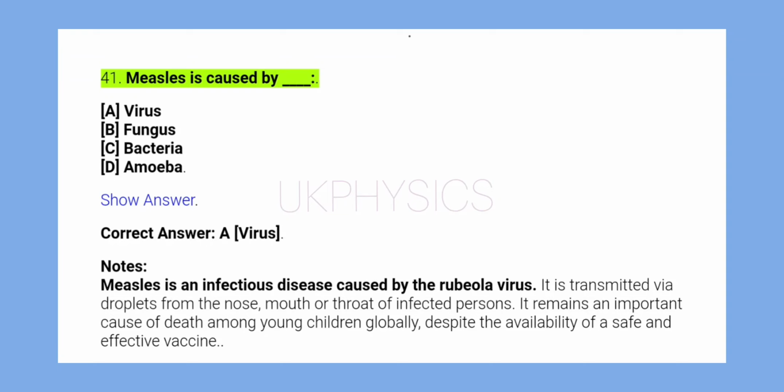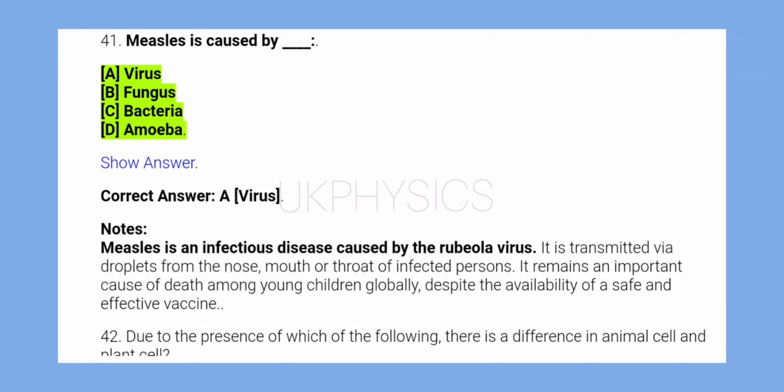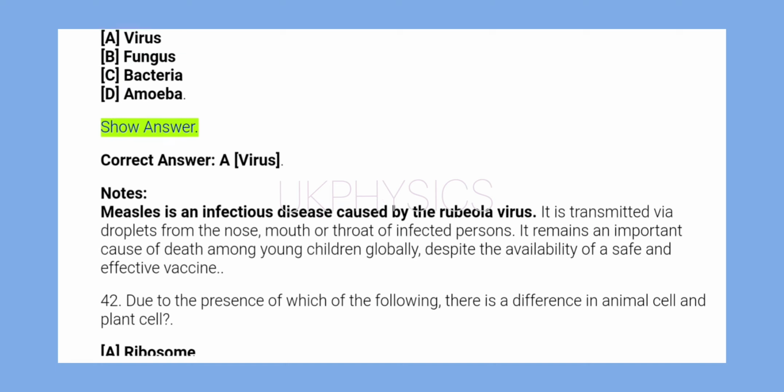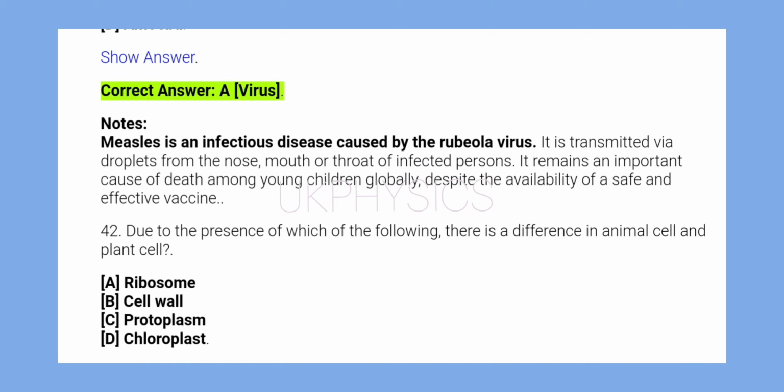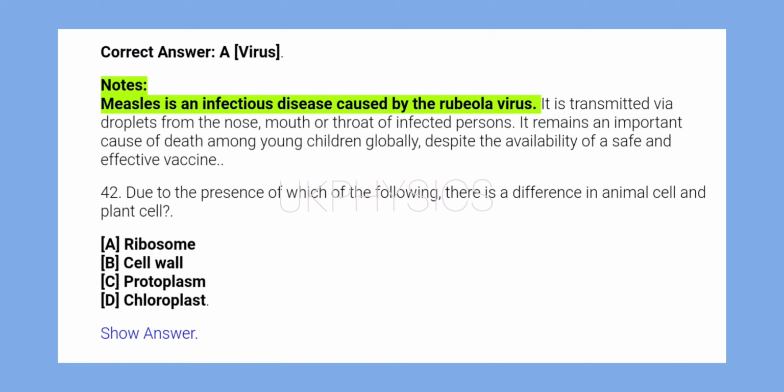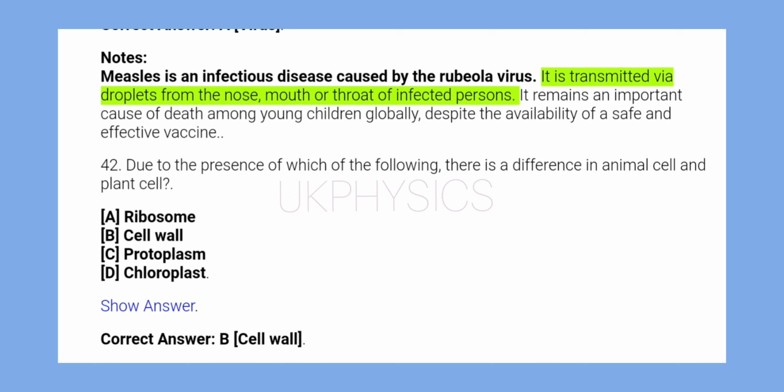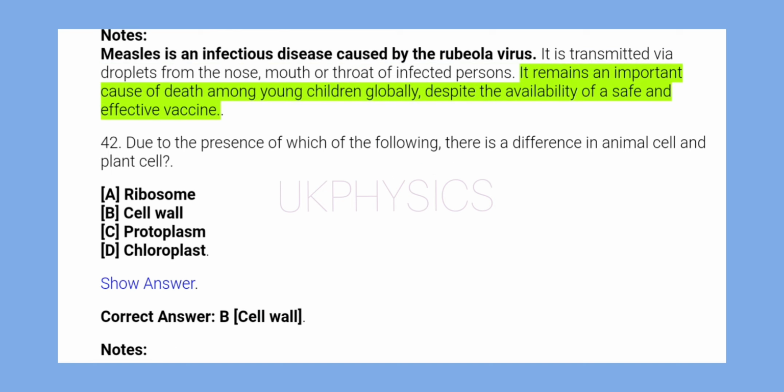Measles is caused by blank. A. Virus. B. Fungus. C. Bacteria. D. Amoeba. Show answer. Correct answer, A. Virus. Notes. Measles is an infectious disease caused by the rubeola virus. It is transmitted via droplets from the nose, mouth or throat of infected persons. It remains an important cause of death among young children globally, despite the availability of a safe and effective vaccine.